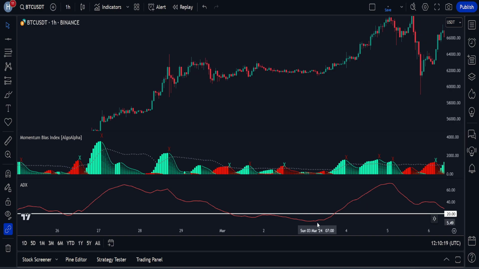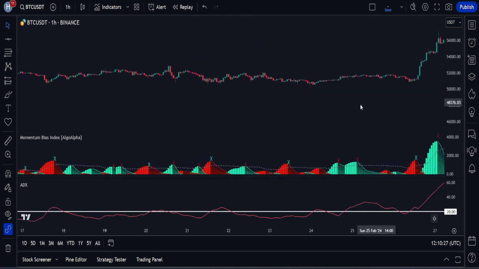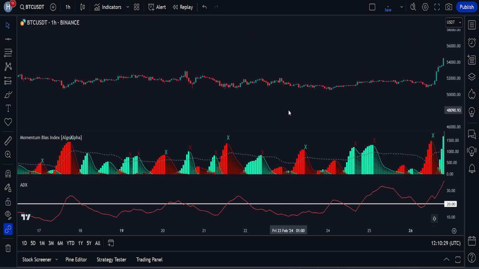If the ADX line is under this white line, this would indicate a non-trending trading market. In other words, it would mean that the market is ranging and we will not open any buy or sell trades. Now, before we move forward, firstly, we will change some settings for our main indicator.